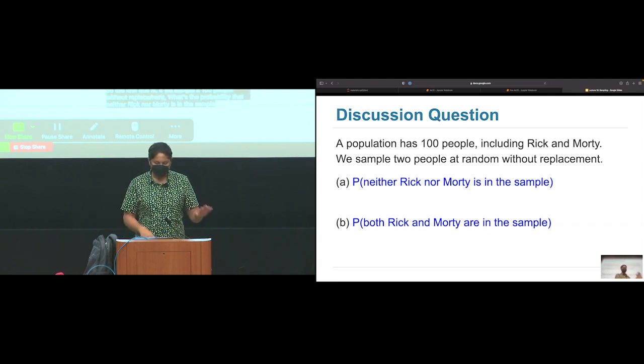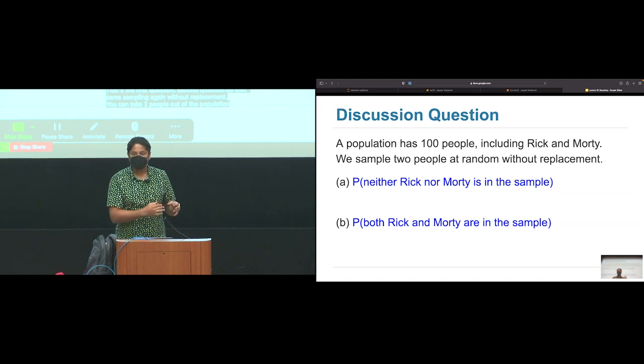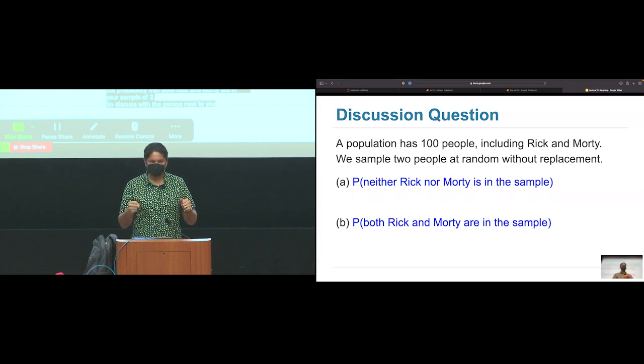Second question, do that same sampling again without replacement. You take 2 people out of the population. What's the probability that both Rick and Morty are in your sample of 2? So discuss with the person next to you for a couple minutes and we will go over the answers.